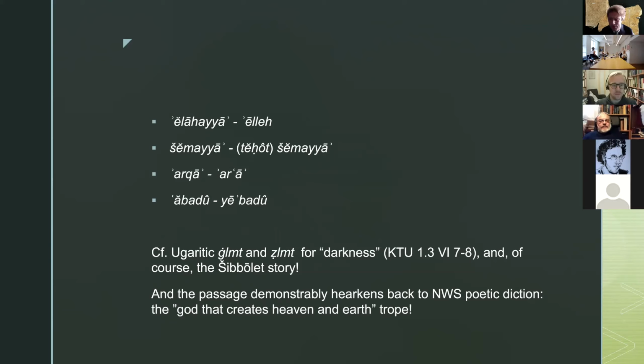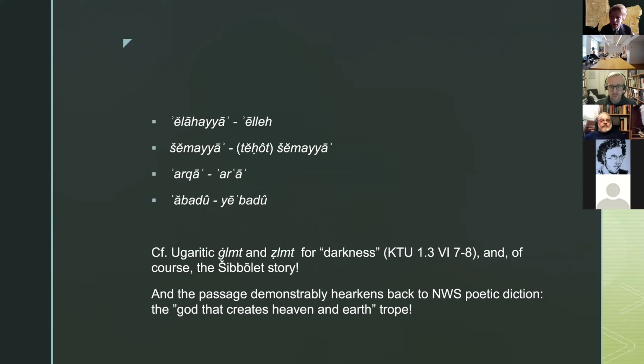We have also something similar in the famous Shibboleth story, where the pronunciation of sh was apparently used to separate people into groups. But this shows that this sort of play, using different historical development, different historical stages of sounds for poetic purposes, was part of the toolbox of Northwest Semitic poetic diction. And this is something quite advanced, not only to notice that this is happening, but to use it creatively.